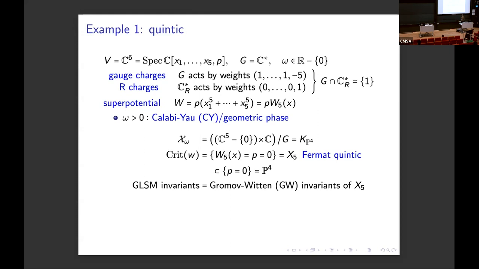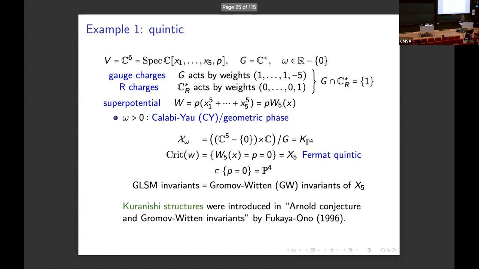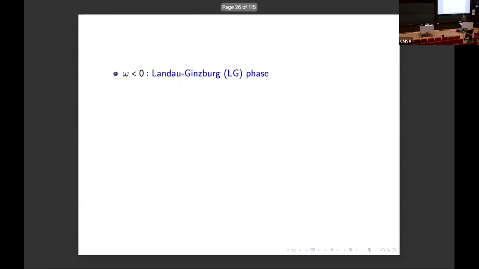And in this case, the GLSM invariants, which are the invariants of the Higgs branch, are actually the Gromov-Witten invariants of the Fermat quintic. Actually, the Kuranishi structures in symplectic topology were introduced in Fukaya and Ono's paper on the Arnold conjecture and Gromov-Witten invariants. There are many constructions of Gromov-Witten invariants, but this is one of them, using Kuranishi structures.